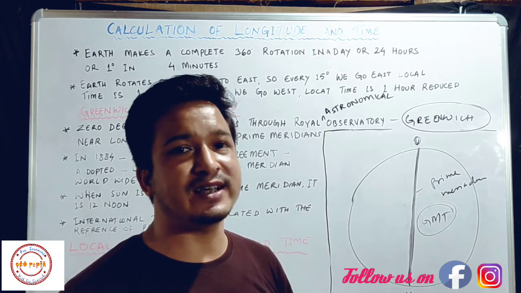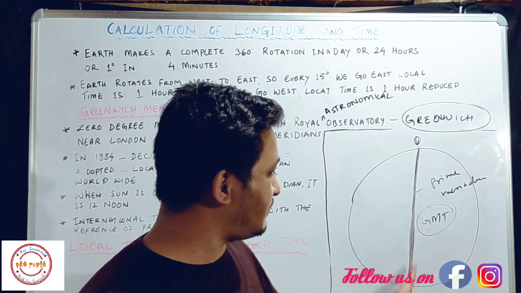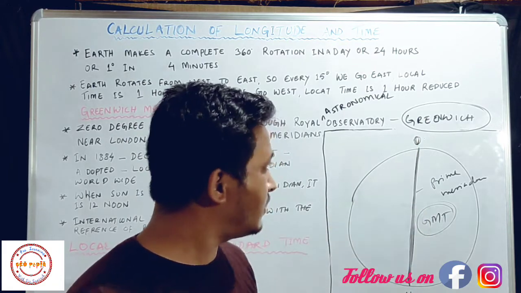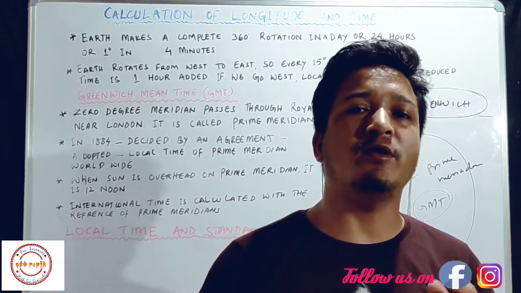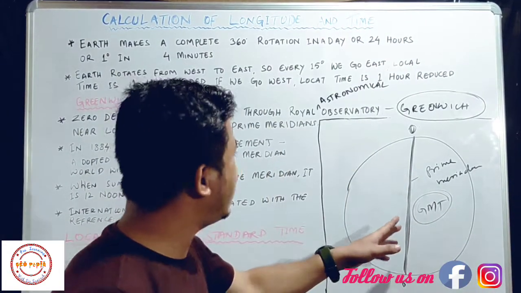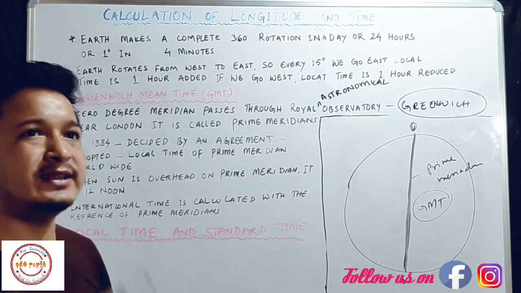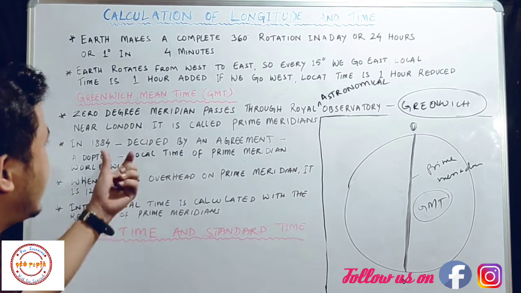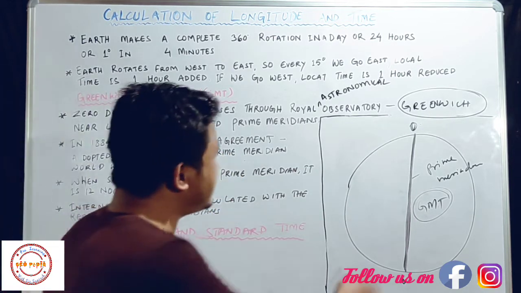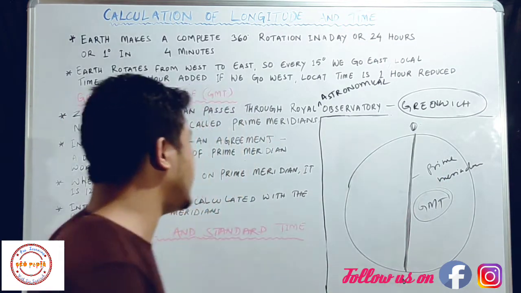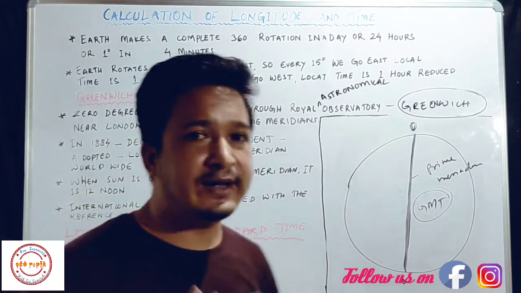Now students, the question arises: how did the world decide to keep this prime meridian, the 0 degree meridian, as a reference point for the time of other countries? In 1884, many countries, 26 at that time, made an agreement and adopted the prime meridian of 0 degree as the reference point for the calculation of time worldwide.